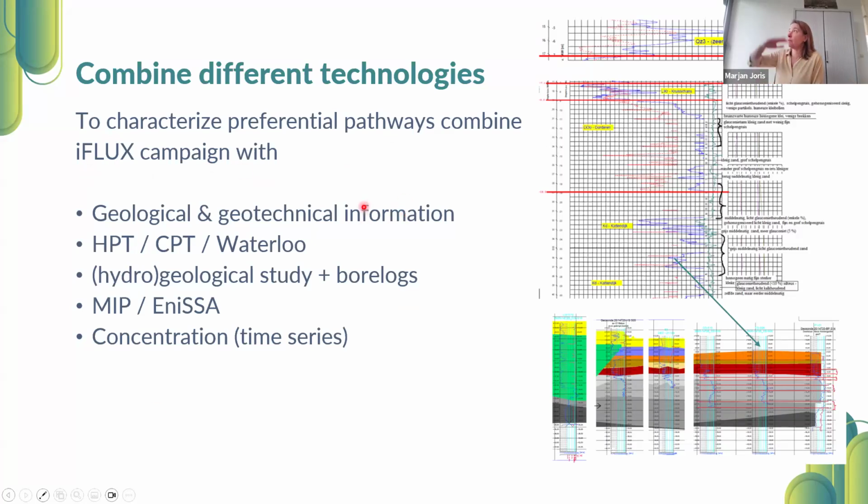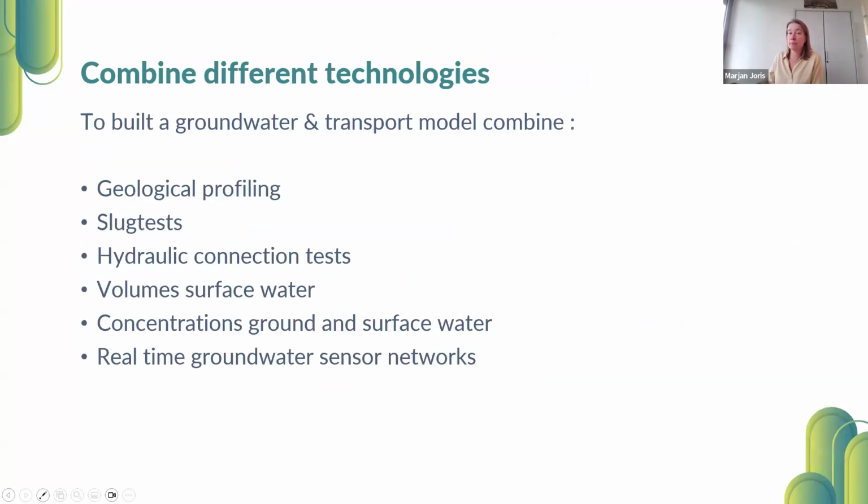MIP results give a good idea about the distribution of the contamination, and MIP or NISA, and of course, the available concentration measurements over time already provide a lot of information to choose where to measure fluxes and to better understand the spreading of the contamination.